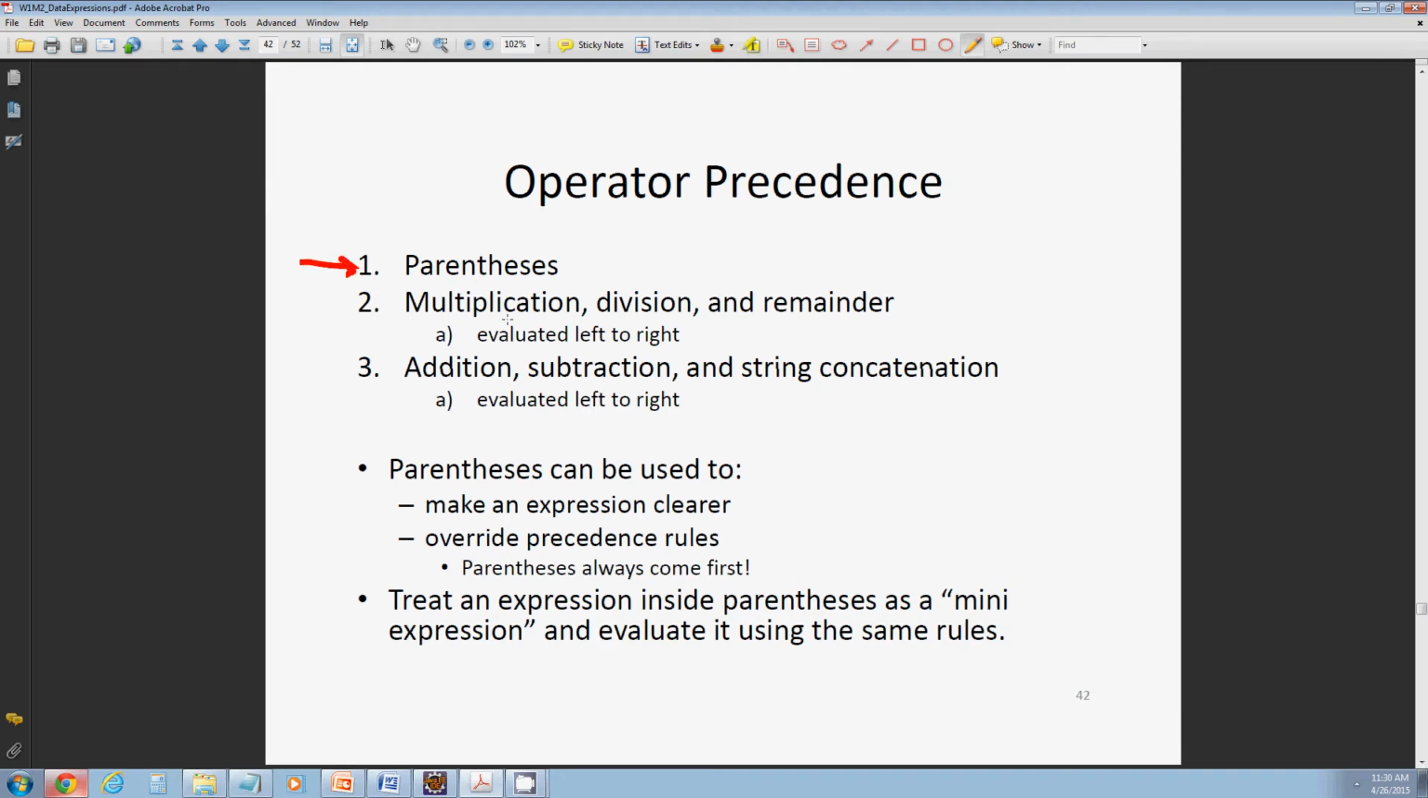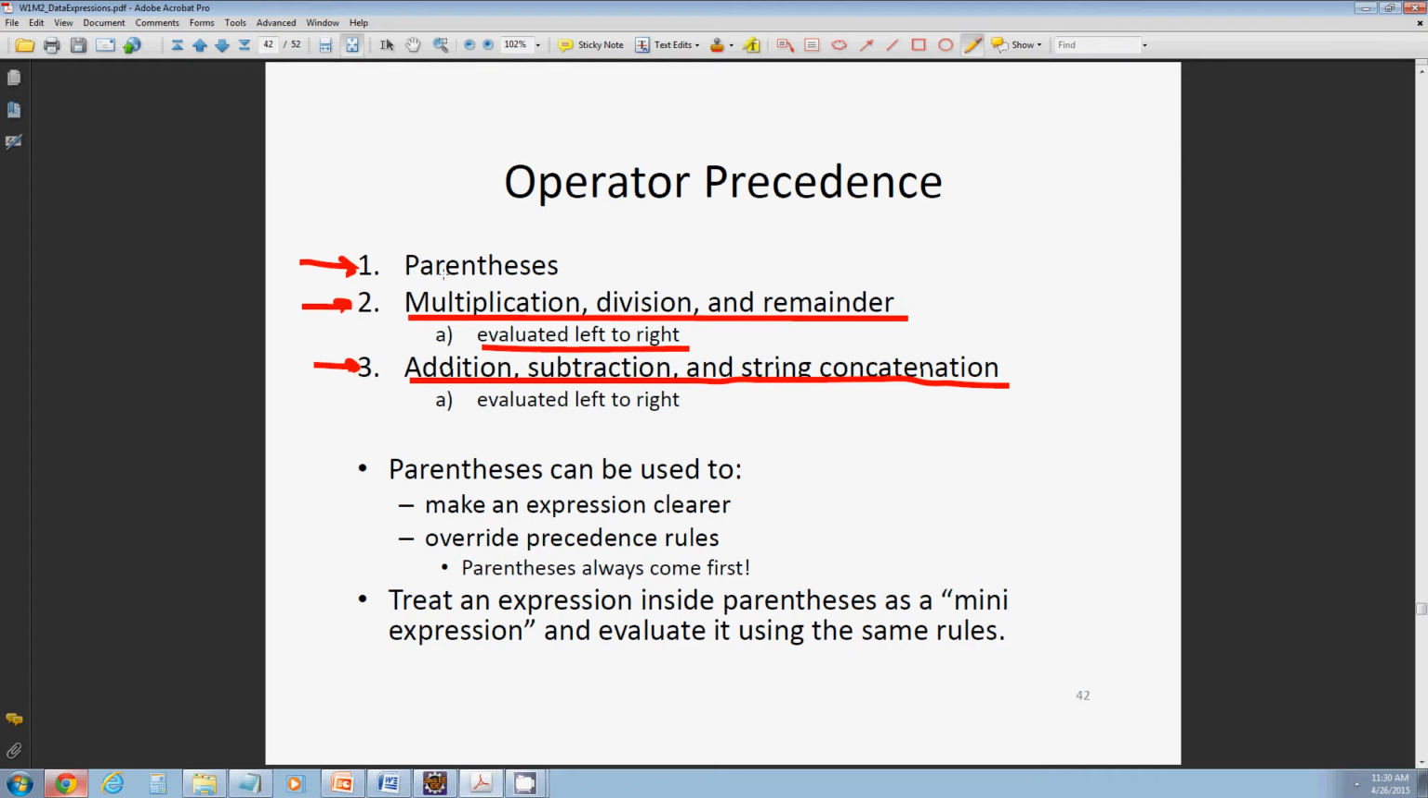Then multiplication, division, and remainder all have the same precedence. So if you encounter any one of these 3 operators, it has the same precedence. And we basically just evaluate left to right. Then addition, subtraction, and string concatenation also have the same but lower precedence. So this one comes second. This one comes third, but all 3 of these operators have the same precedence, again, evaluated from left to right.